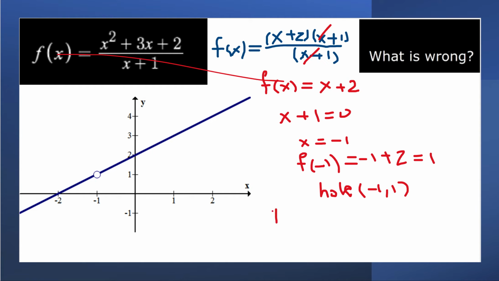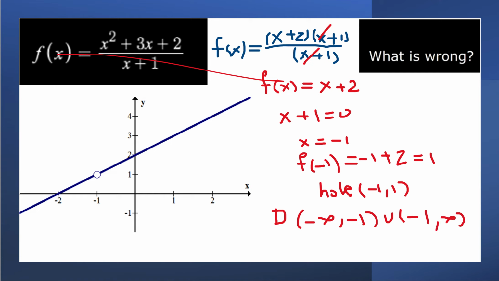And this hole in the graph, if we are looking for the domain, is discontinuous at this point, and the domain is from minus infinity to minus 1. So minus 1 is not part of the domain, that's why we write parentheses, and from minus 1 to infinity.